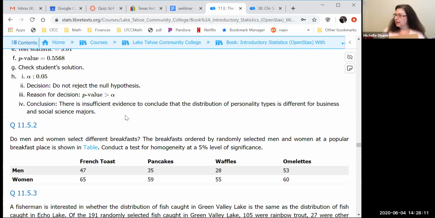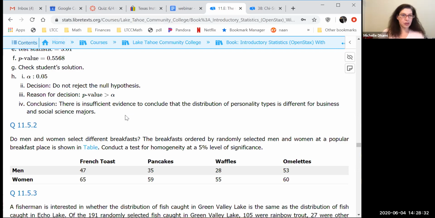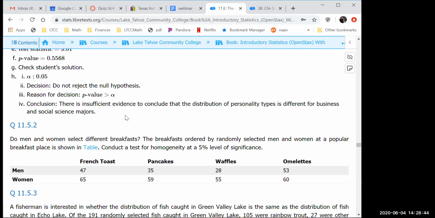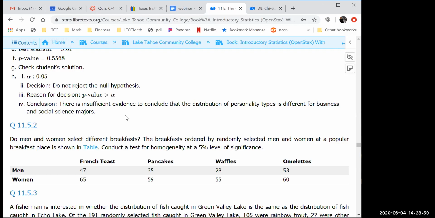So the null hypothesis is going to be that the distributions of men and women eating breakfast, or selecting breakfast, is the same. And then H1 is simply not the same. You're close. A little better wording would be the distribution of breakfast orders. So it'd be distributions, right? Yeah, the distributions of breakfast orders is the same for men and women. So it's not the distribution of men and women, it's the distribution of breakfast orders. You see? Right, right.